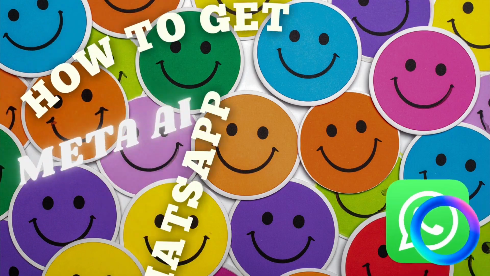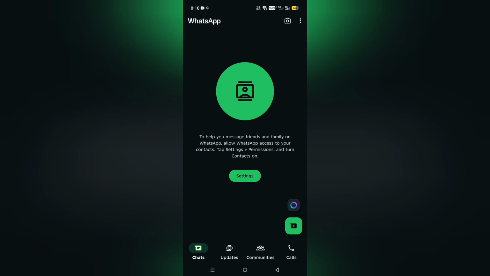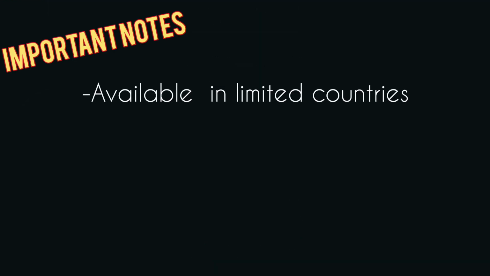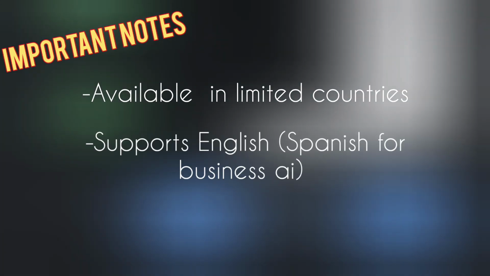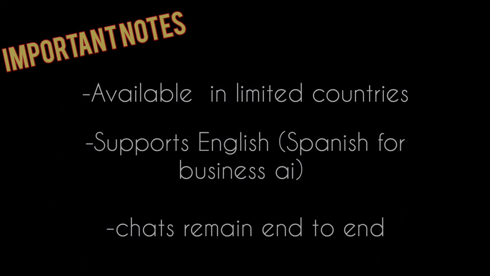Hey guys, welcome to another video, and in this one I'm going to be showing you how you can add Meta AI on WhatsApp. So before we begin, here are some important notes about Meta AI on WhatsApp. First, the feature may not be available in every country. Second, most features currently only support English, although Business AI also can work in Spanish. And finally, your personal messages remain protected with end-to-end encryption.